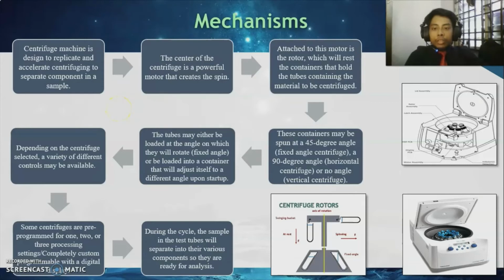Next, centrifugation can be done by a centrifuge machine. So here is the mechanism of the centrifuge machine. This machine is designed to replicate and accelerate centrifuging to separate components in a sample. The center of this machine has a motor that creates the spin.